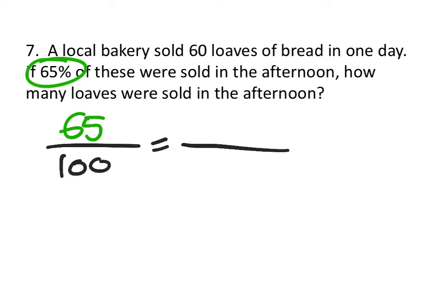Anyways, they sold 60 loaves of bread. And so we may have to ask ourselves, is that a part or a whole? Is it an amount or a total? And this one is a total amount of bread that they sold, right? A local bakery sold a total. It doesn't say a total, but we should know that it is a total of 60 loaves of bread in one day. What that means is the 60 is going to be the denominator, because the total amount goes in the denominator of that second fraction, which means the amount that they did sell in the afternoon, which is the 65%, is the unknown value that we're solving for.